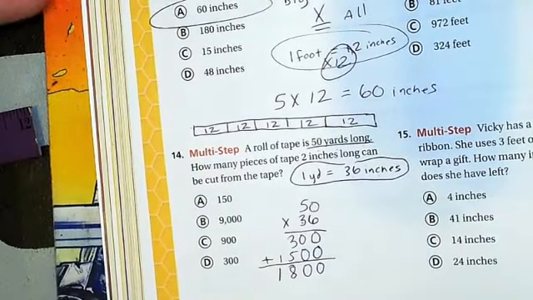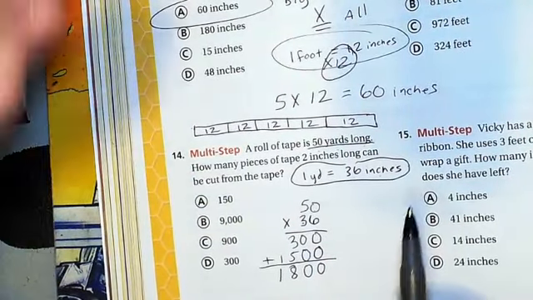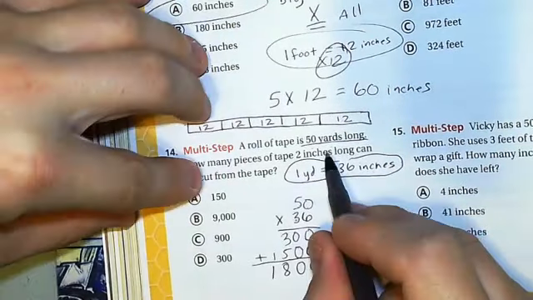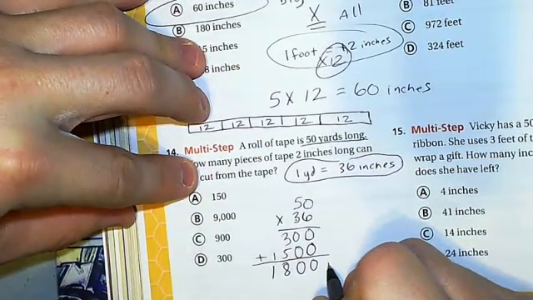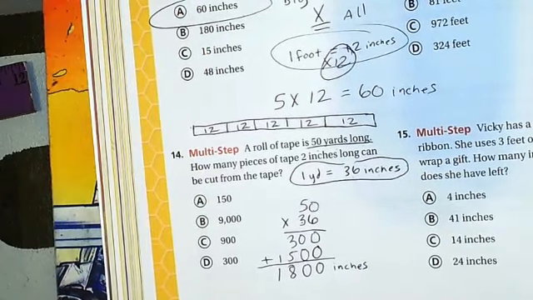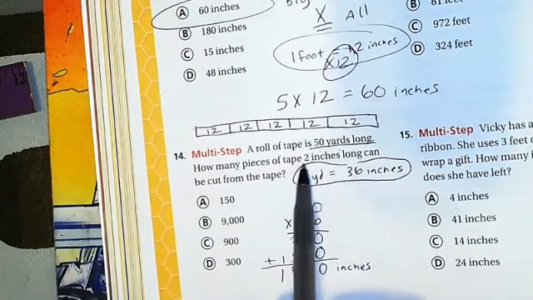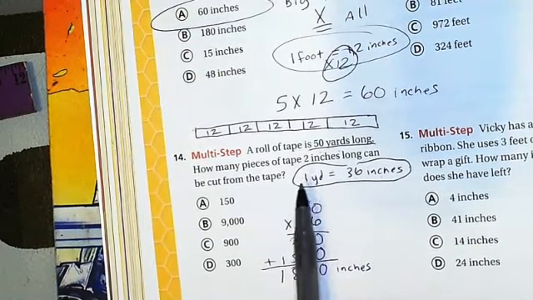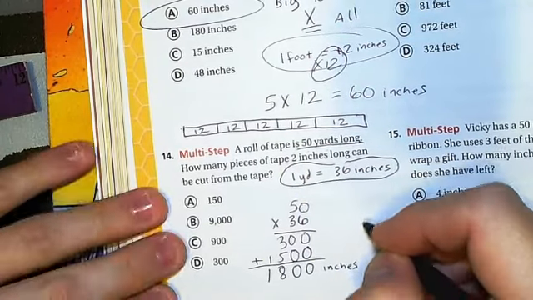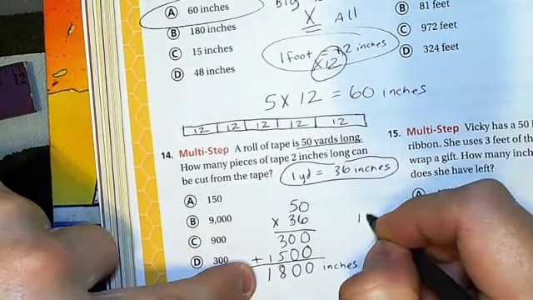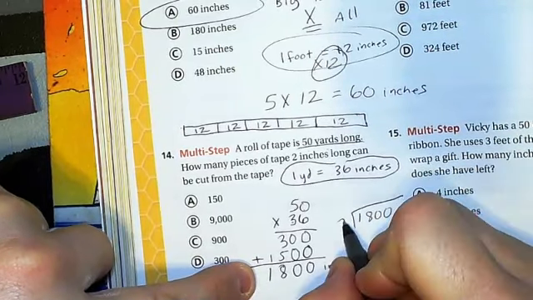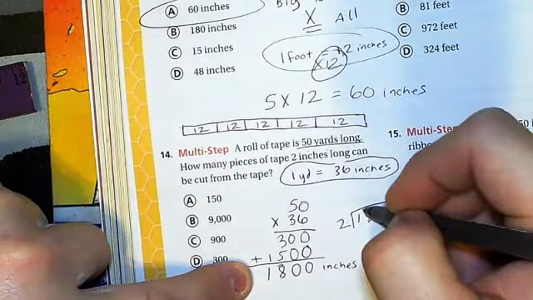So this actually makes sense, because a roll of tape, that's a lot of tape. So the roll of tape has 1,800. Now we just converted yards to inches. So we have 1,800 inches of tape. Now we got to go back to what they wanted here. They want to know how many 2-inch pieces are in 1,800. So here's my second step of the problem. I need to take the 1,800, which I just figured out, and I need to find groups of 2, which just means divide by 2.